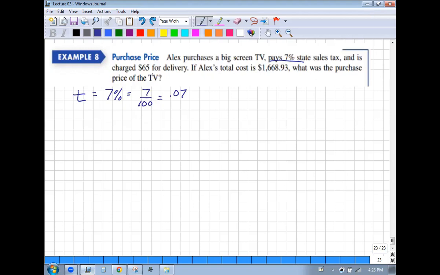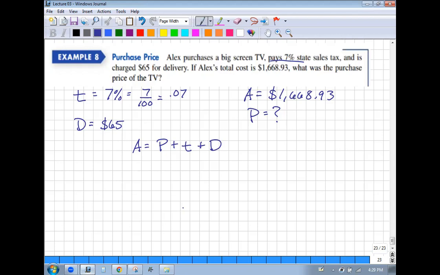All right. He's charged $65 for delivery. Okay. So I'll use D for delivery. And Alex's total cost is this amount, so I'll use A for amount: 1,668.93. What was the purchase price of the TV? So I'll use P for price. Okay. So if we set this up with just the letters, the amount is going to be the purchase price, plus the tax, plus the delivery fee. That makes sense.